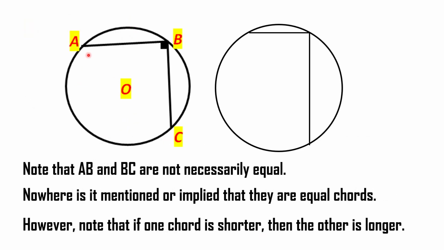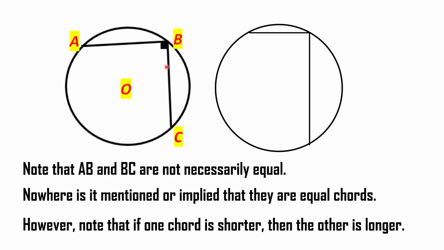Note that the chord AB and the chord BC are not equal. The equality is neither mentioned nor implied. So, while finding the measure of the angle AOC, we cannot take them to be equal. Although in the figure they appear to be approximately equal, they are not given equal and they may not be equal.